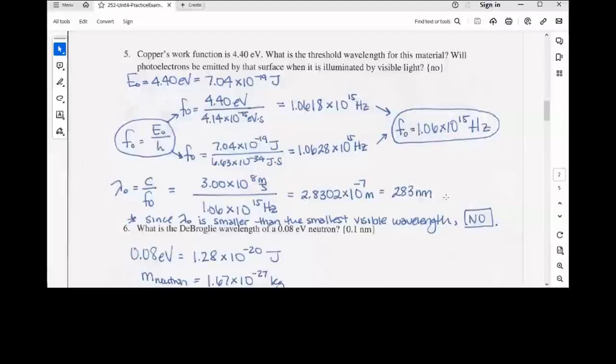That falls outside of the visible part of the spectrum. That runs from about 350 nanometers to about 700. So this is in the ultraviolet, in other words. So since this threshold wavelength is smaller than the smallest visible wavelength, visible light will not be capable of liberating photoelectrons from that surface.